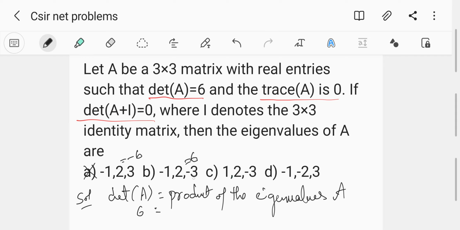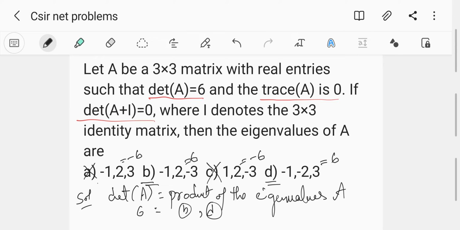But we can't say that option B is correct because it has to satisfy the other two conditions, that is trace of A and also determinant of A plus I. So let us go with the next option. 1 into 2 into minus 3, we get minus 6. So option C is not the correct one. Option D, 3 into minus 2 into minus 1. Yes, it gives 6. So either option B or option D may be the correct one. We eliminated options A and C.